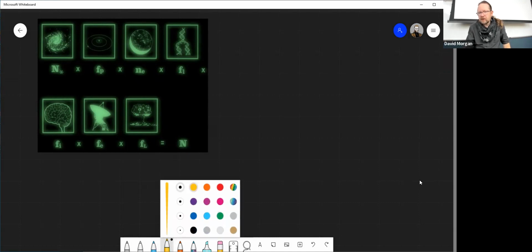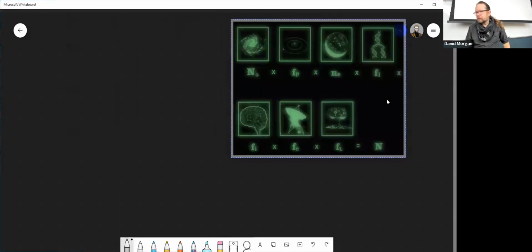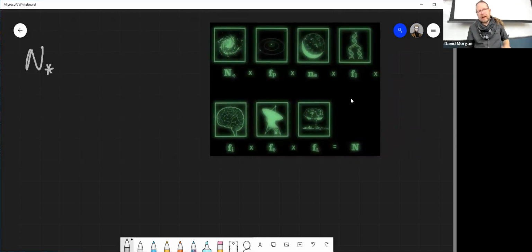The first term in the Drake equation, N sub star. N sub star is the number of stars in the Milky Way galaxy. And we can give a number for that anywhere between 200 and 400 billion. Sorry, goodness, let's start again. Number of stars in the galaxy is 200 to 400 billion. I'm going to use 100 billion. That's 10 to the 11th.